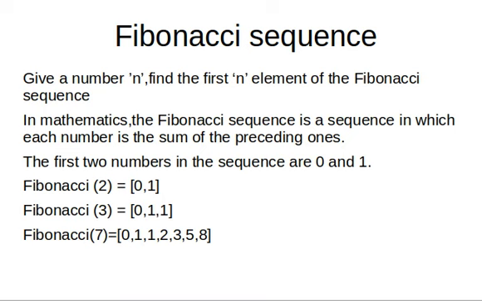So the Fibonacci sequence, as explained, is a sequence in which each number is the sum of the preceding ones. So the sum of the previous numbers that you have passed, when you put them together, you're going to find the Fibonacci sequence. Now, given a number with value of n, find the first n elements of the Fibonacci sequence. With that, let us jump into our algorithm and see how it is going to work out.